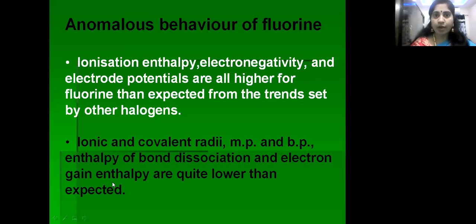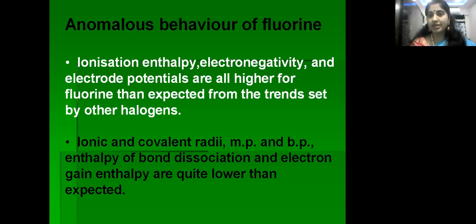Now coming to the anomalous behavior of fluorine. We know, children, that second period elements show anomalous behavior. Why do they show anomalous behavior? Because they have very small size, high electronegativity and the absence of d orbital. So because of that, second period elements show anomalous behavior. So in group 17, fluorine belongs to the second period, is it not?